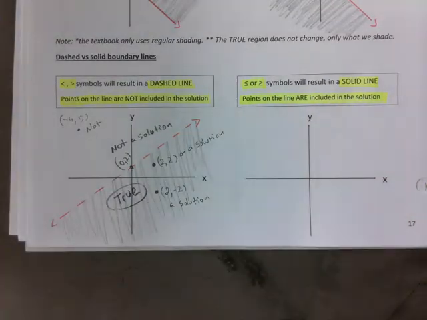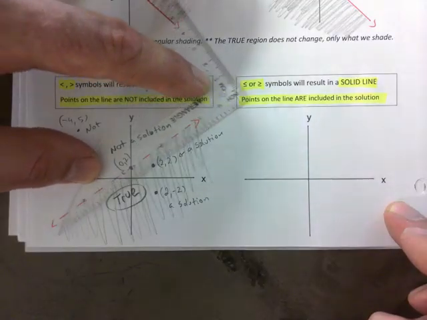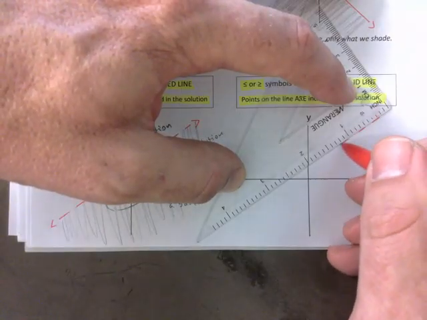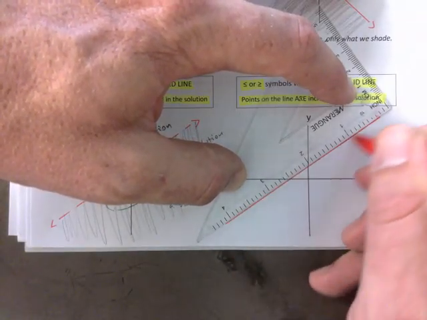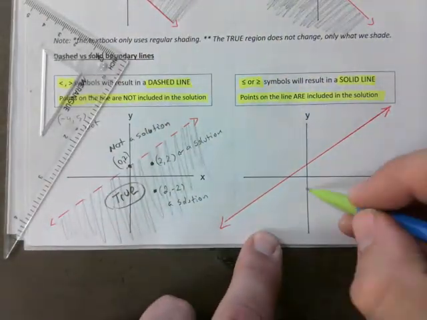Okay. So I'm just going to try to copy this one. So just try to put your ruler on it and just slide it over to keep that same slope. Oh, this one can be solid. Right? True.